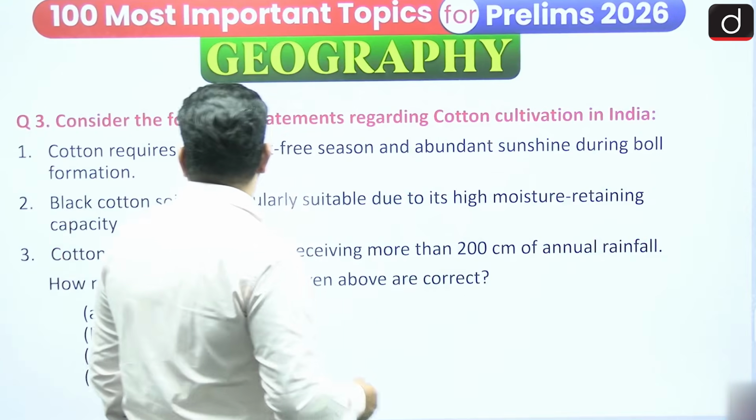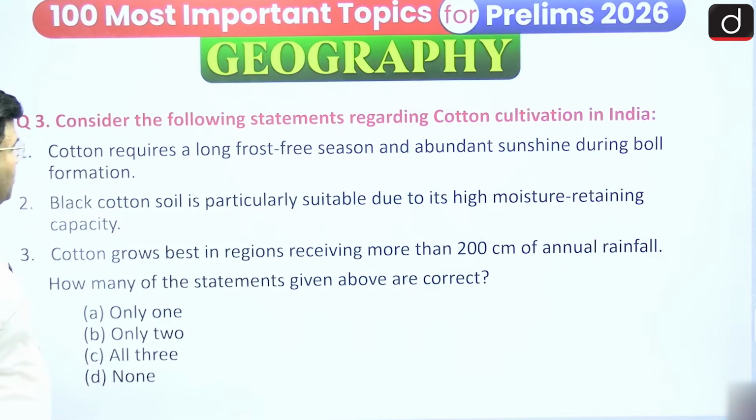So here, consider the following statement regarding cotton cultivation in India. Cotton requires a long frost free season and abundant sunshine during ball formation.